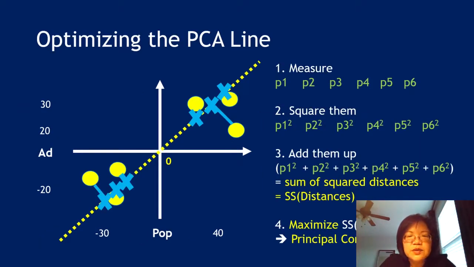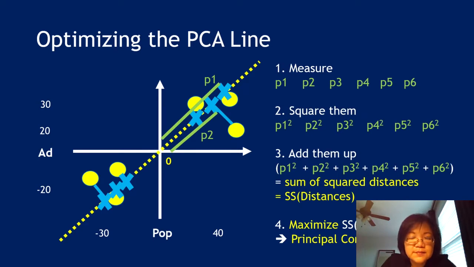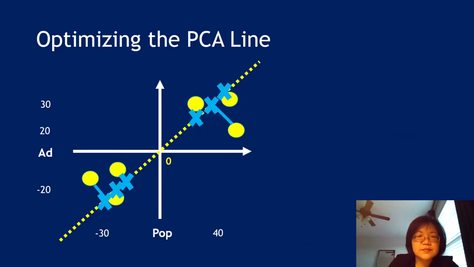Okay, so how do we do this? We can simply measure the size of these projections. So you can say P1, P2. These are just the distance of each of these projection points to the zero origin. And we can measure each one of these, and we can square them up, because some of them are positive, some of them are negative. We would add them up, and they become the sum of square distances. And we add these up, and we try to maximize the sum of square distances, and that becomes our principal component 1.